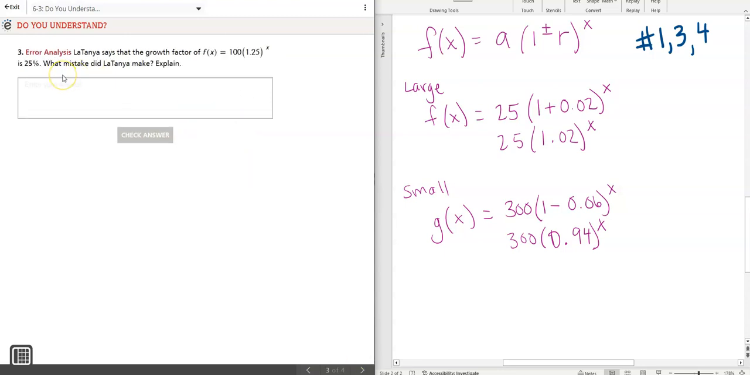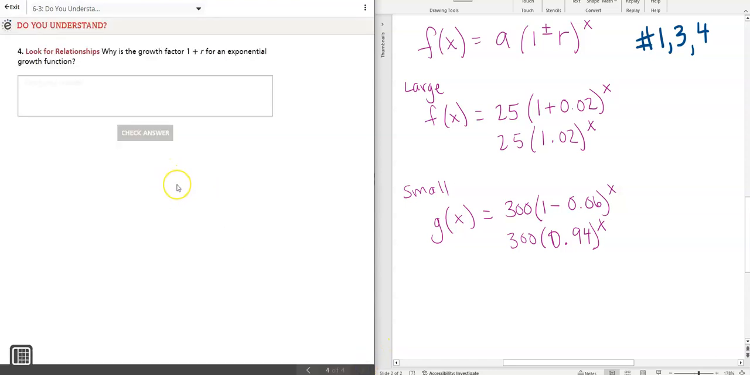Go ahead and do the error analysis. LaTanya says the growth factor would be 25%, and what mistake did she make? And then number 4 is, why is the growth factor 1 plus r for an exponential growth function? So this is really understanding this and going back and trying to make sense of this equation. Remember, I did 2 equations or functions in 1. I did the growth one with the plus and the decay one with the minus in this example over here. But go ahead and give those a try, and then we'll talk more about it in class.